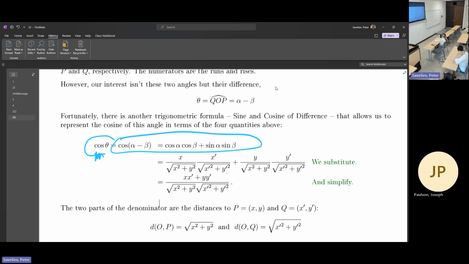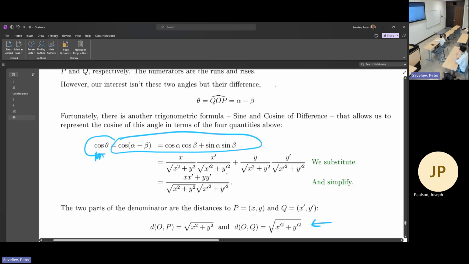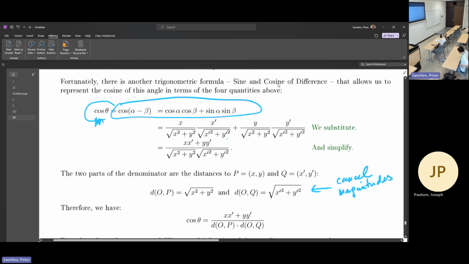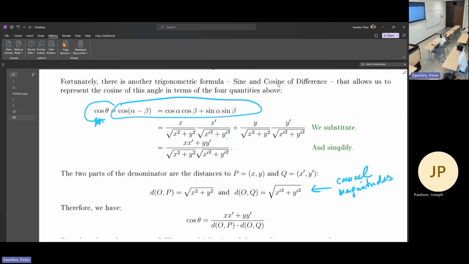They serve to cancel the magnitudes. So that's an important idea. Nonetheless, we'll see how it cancels out. But the formula has been simplified quite a bit if you look at it. So trigonometry is hidden now. The denominator is nothing but the product of two distances.